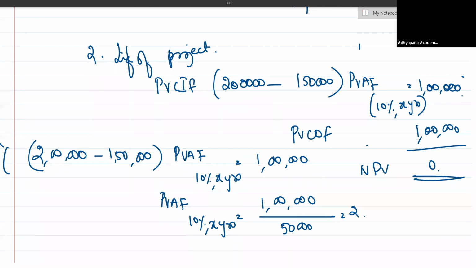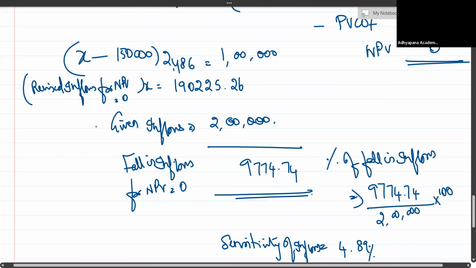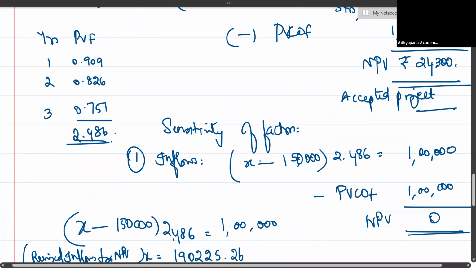Right? Now coming to annuity factor. I already wrote up the annuity factor. The annuity factor for 3 years is 2.486. So what is the annuity factor for 2 years? The annuity factor for 2 years will be 0.909 plus 0.826, which is 1.735. So exactly 2 is my annuity factor. It falls between the second year and the third year. So you will apply the technique of interpolation to find when the annuity factor is exactly 2. Interpolation is nothing but cross multiplying.